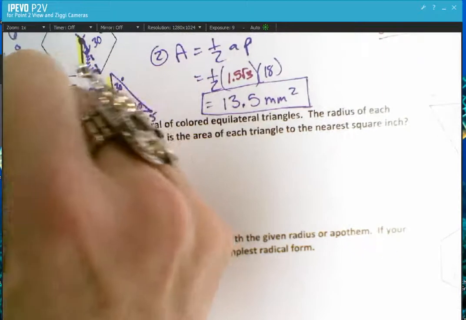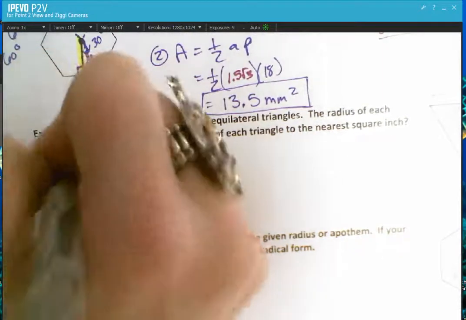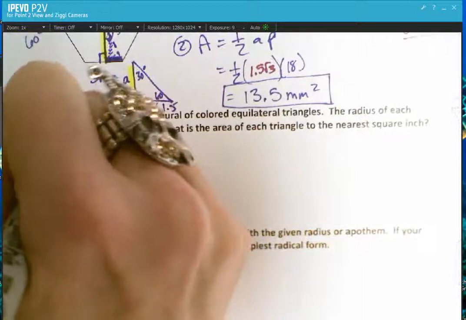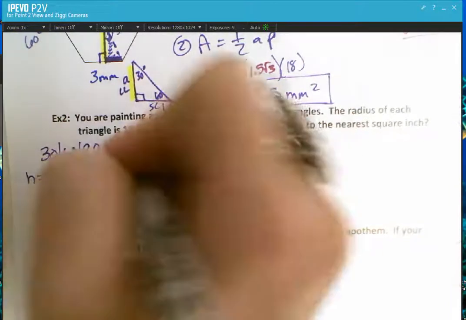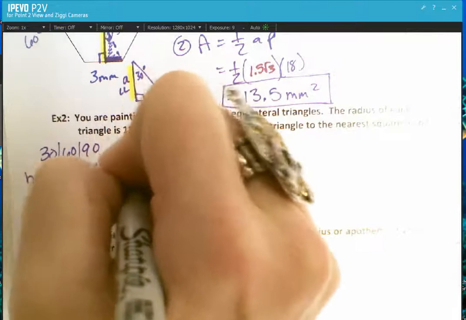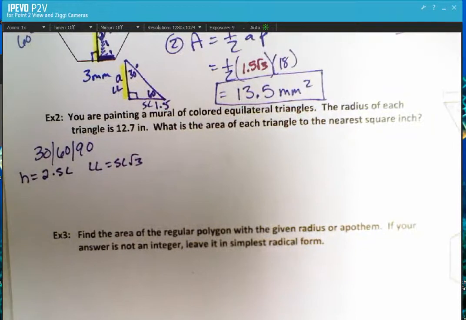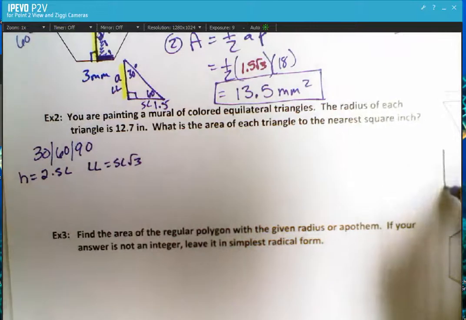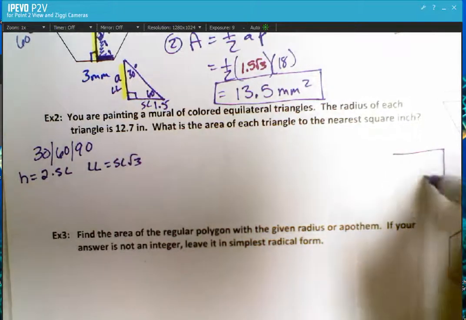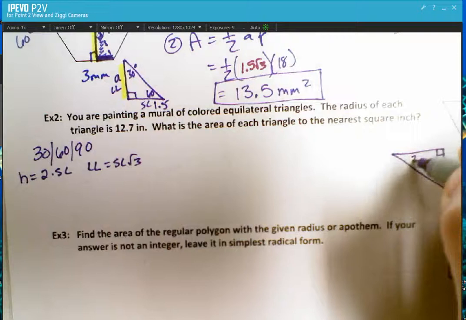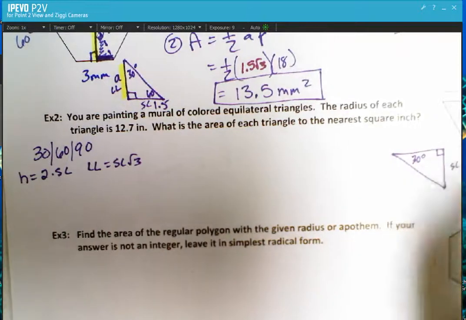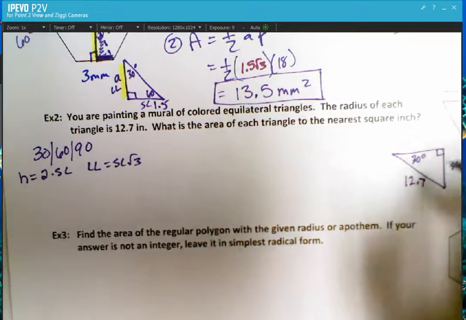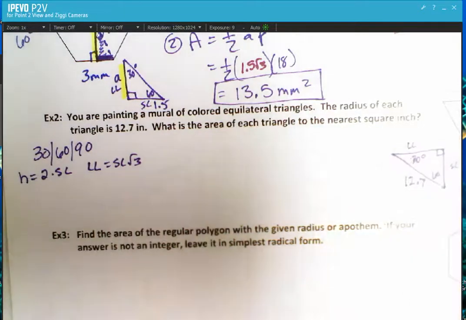So we know that we have a 30, 60, 90 triangle. We know the hypotenuse is equal to 2 times the short leg. We also know that the long leg is equal to the short leg rad 3. So let's go see what pieces of information we have. Right now, I'm going to redraw it so I can see it better. I know that that's the right angle. This is 30 degrees, so this is the short leg. They gave me the hypotenuse of 12.7. And this is 60 degrees, so this is going to be the long leg.